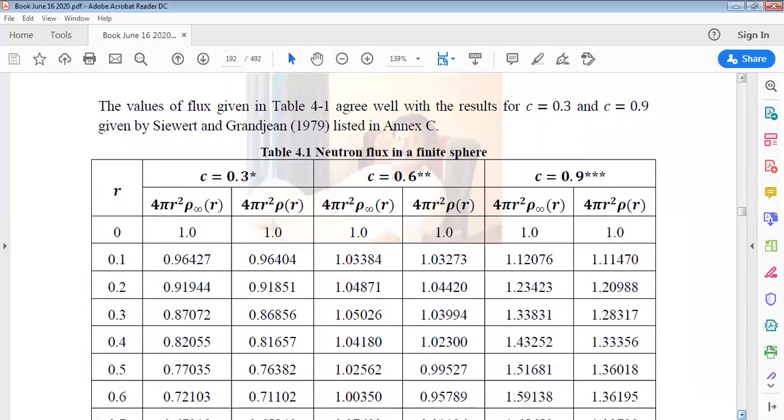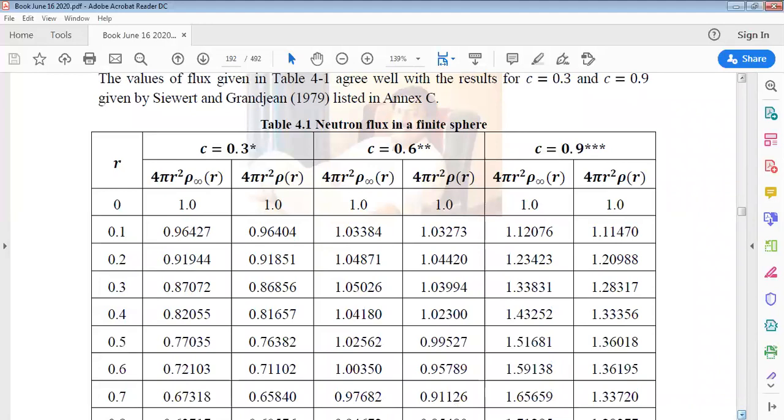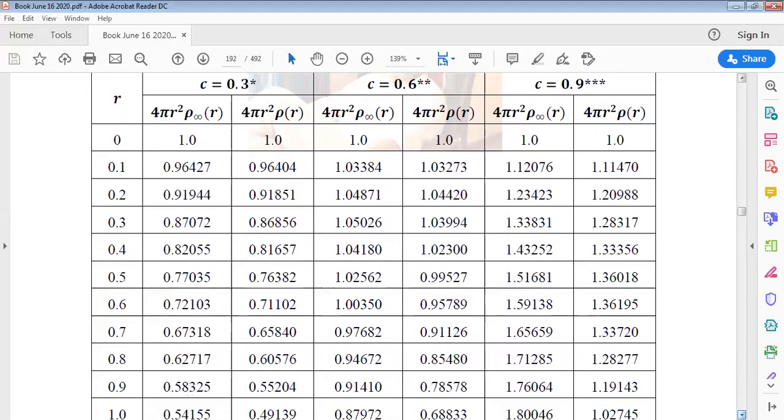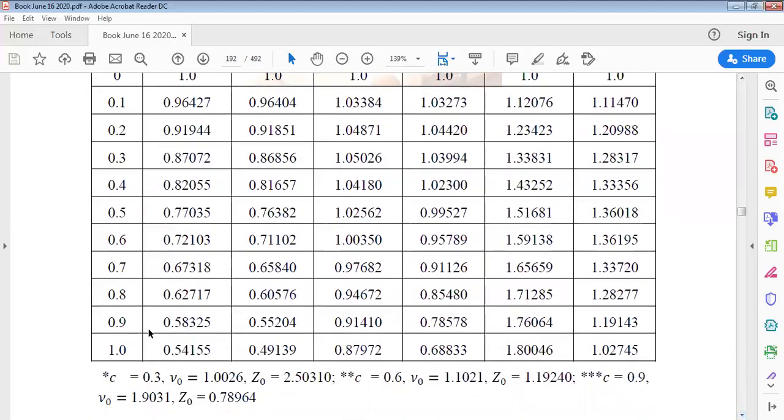Now the values of flux given in this table agree well with the results given in the literature in 1979. So the asymptotic flux and the total flux. You can see over here that as you go more into scattering, you get values which increase. Here the values are small, they get bigger over here, and bigger over here, because with more scattering, the neutrons are able to penetrate deeper into the sphere.